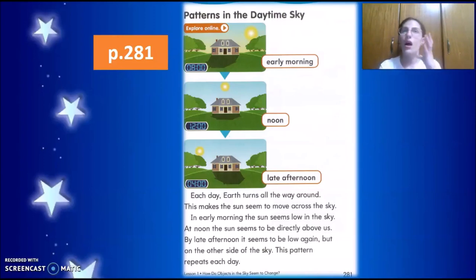So take a day, observe when the sun is appearing in the sky during the early morning, then at noontime. Check it out, observe where the sun is, and then during late afternoon also check where the position of the sun would be, and draw it out. Draw early morning, show me where the sun is, during noontime where did you spot the sun, and during late afternoon where did you spot the sun. Clear? We move on.